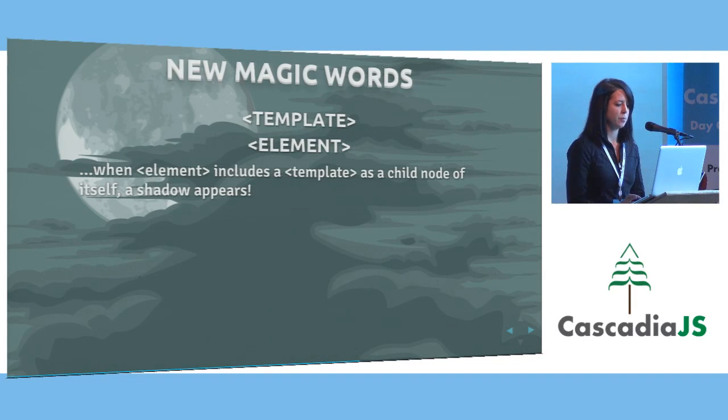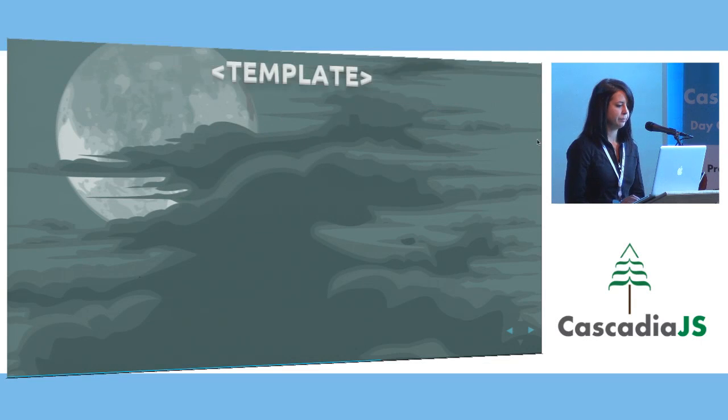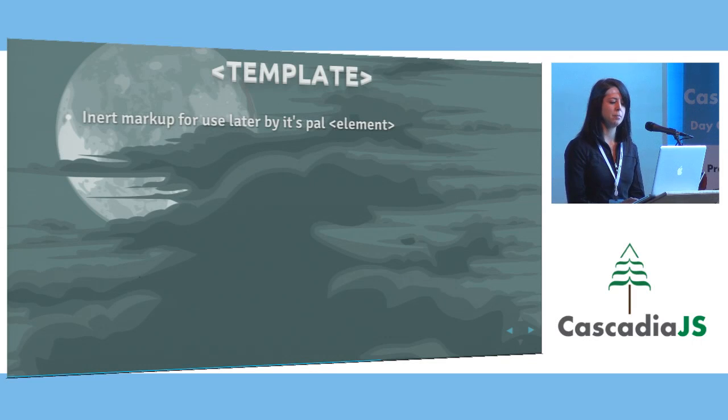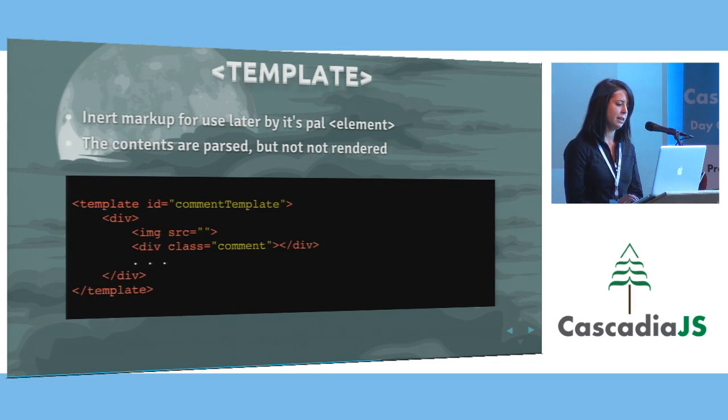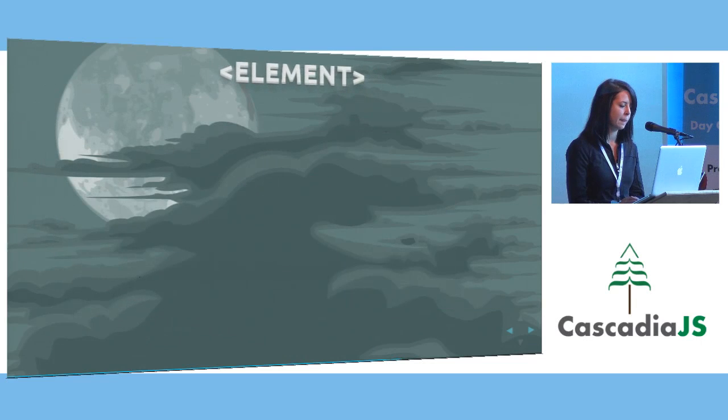And there is a piece of information for you. The template tag is basically inert markup that is used later by its element. The contents are parsed, but not rendered when the browser encounters them. And here's an example of a particular pattern that you might see in the future. Someone's created a comment template, and this is just a quick example of something that could be used in a custom element. We're actually going to build one in just a moment here. So we have the template tag, which creates this inert markup for creating layout and structure for our component.